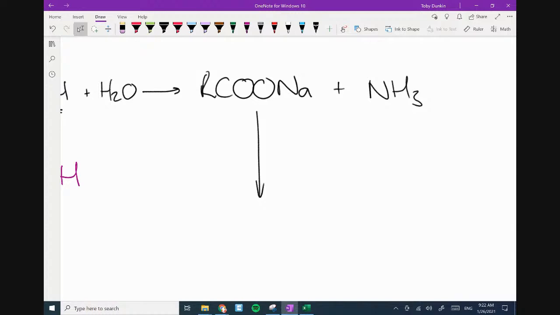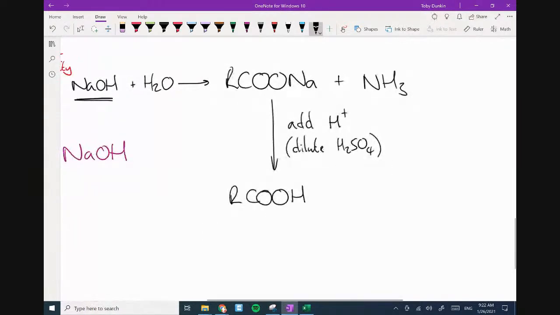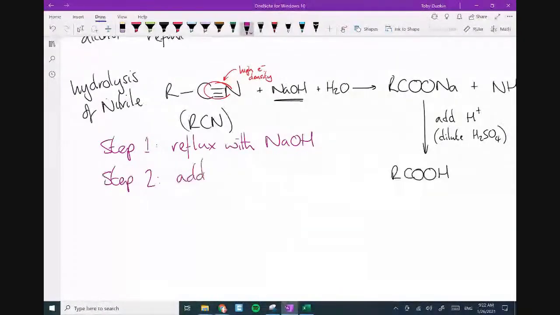Add H+. We're going to add an acid. Yep, that's correct. We're probably going to add dilute sulfuric, dilute H2SO4. And what will then happen is you will turn it all the way. So it's actually a 2-step process, and then you're going to form sodium sulfate, by the way, at the outcome. So step number 2 is to add dilute acid.